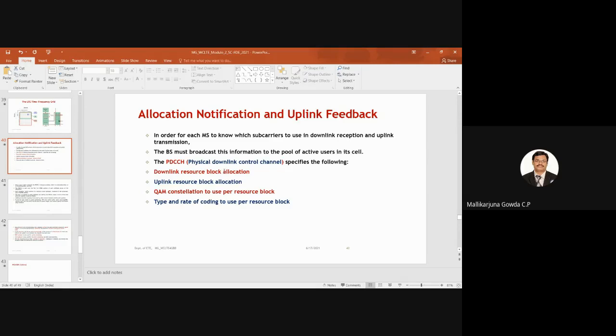So what will the PDCCH carry? It will be carrying the downlink resource block information, uplink resource block information, QAM constellation size per resource block, as well as the type and rate of the coding. If I say type and rate of the coding, you should be able to visualize whether it is 1 by 3 or 2 by 3, whether it is a convolutional code or Viterbi code, like that. We know what types of codes are used in LTE also. I've discussed it, right? Fine.